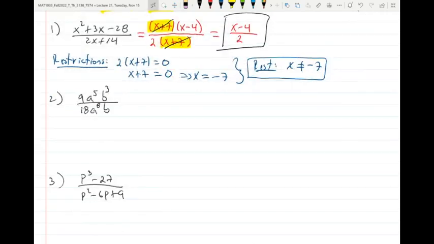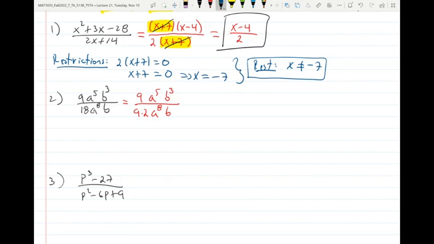Okay, let's take a look at number 2. So notice that in number 2, everything is already defined. It's already factored. Okay. Well, if you want, let's factor the numbers. The 9, I'm going to leave it like that, just because 18 happens to be 9 times 2. Okay. All right. So now that we have it like this, then before I simplify, let's write down our restrictions.